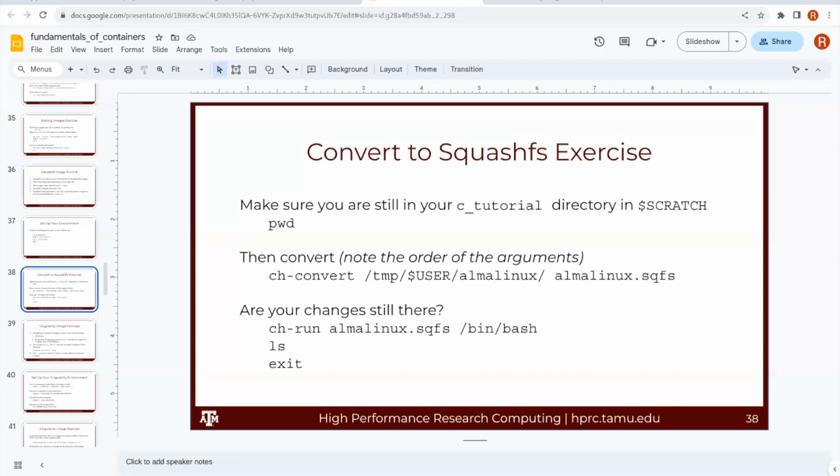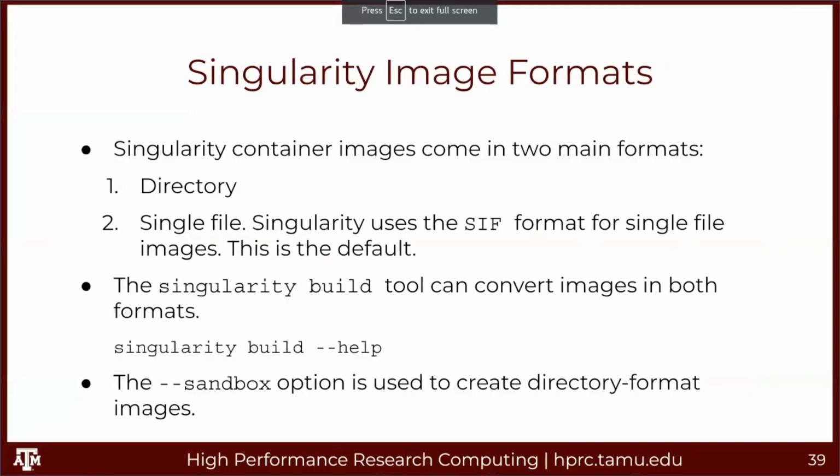Let us move on to the next file format. Let's talk about Singularity image formats. Like Charliecloud, Singularity container images come in 2 main formats. You have the directory format and you have the single file. Now the single file format is different. Instead of SquashFS, Singularity uses SIF, which is like Singularity image file or something like that, for single file images, and that is the default.